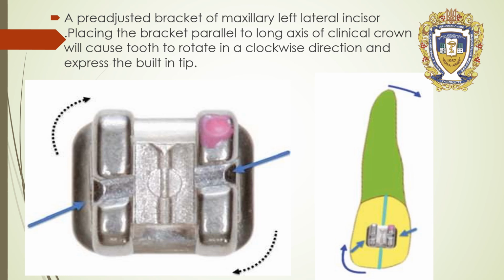A pre-adjusted bracket of maxillary left lateral incisor. Tooth number 2-2. Placing the bracket parallel to long axis of clinical crown will cause tooth to rotate in a clockwise direction and express the built-in tip.